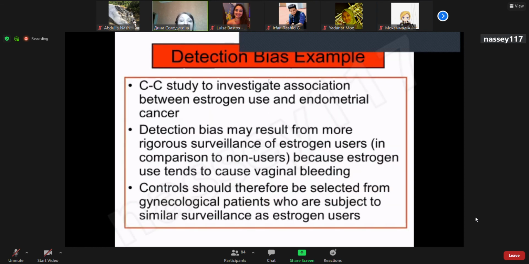For example, when we study estrogen use and endometrial cancer, detection bias may result from more surveillance of estrogen users compared to non-users, because estrogen use tends to cause vaginal bleeding. And because they are under follow-up, detection will be better in people who have potential exposure. So controls should be selected from gynecological patients who are subject to similar surveillance as the users.